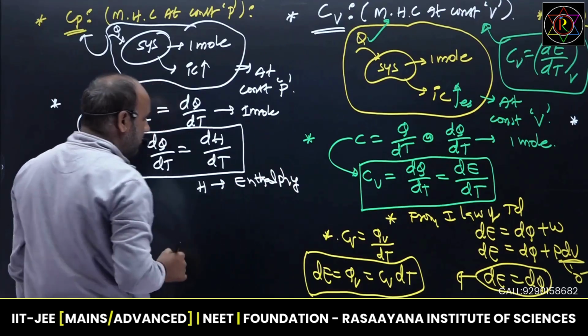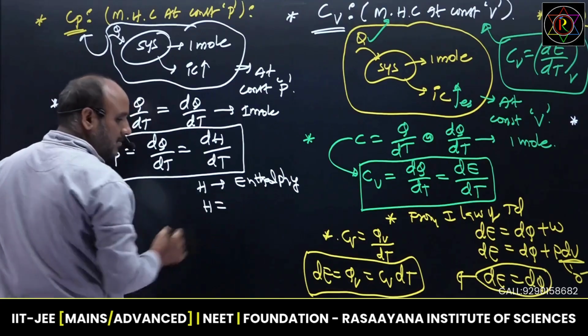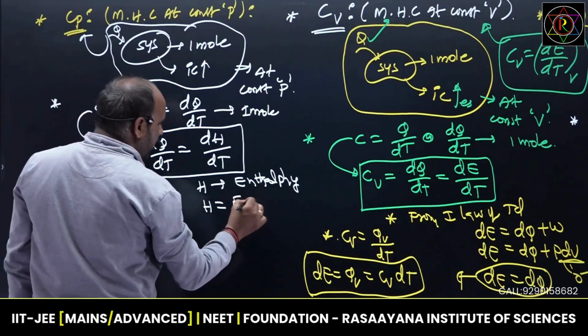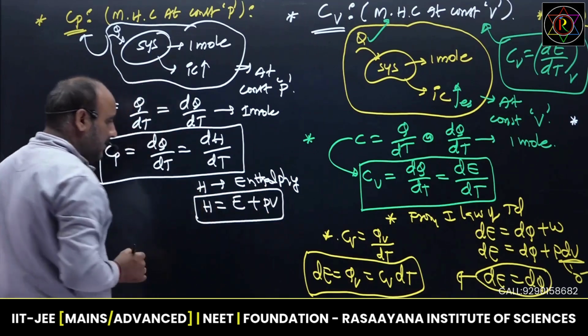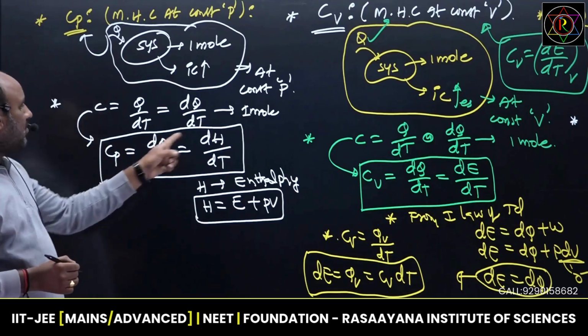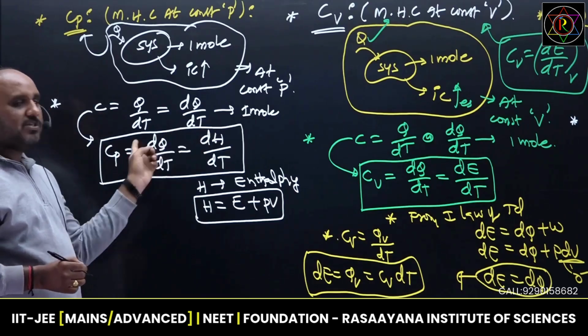What is meant by enthalpy of the system? Here we will get that it is the sum of internal energy and pressure volume work. H is equal to E plus PV, right? So how is this dQ equal to dH? dQ is equal to dH.